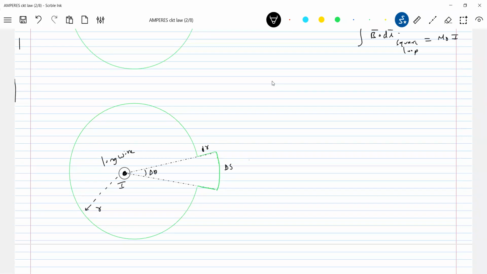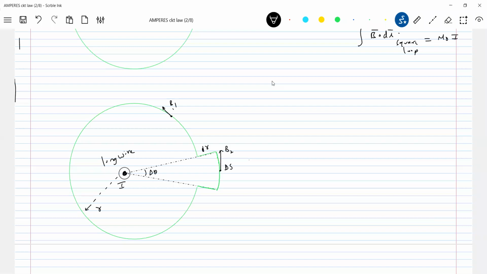So here let's calculate the field. The field here, how much will it be? B1 bar. And the field here will be B2 bar. Let me go for this one. So what is the arc length? So B bar dot dL, no?